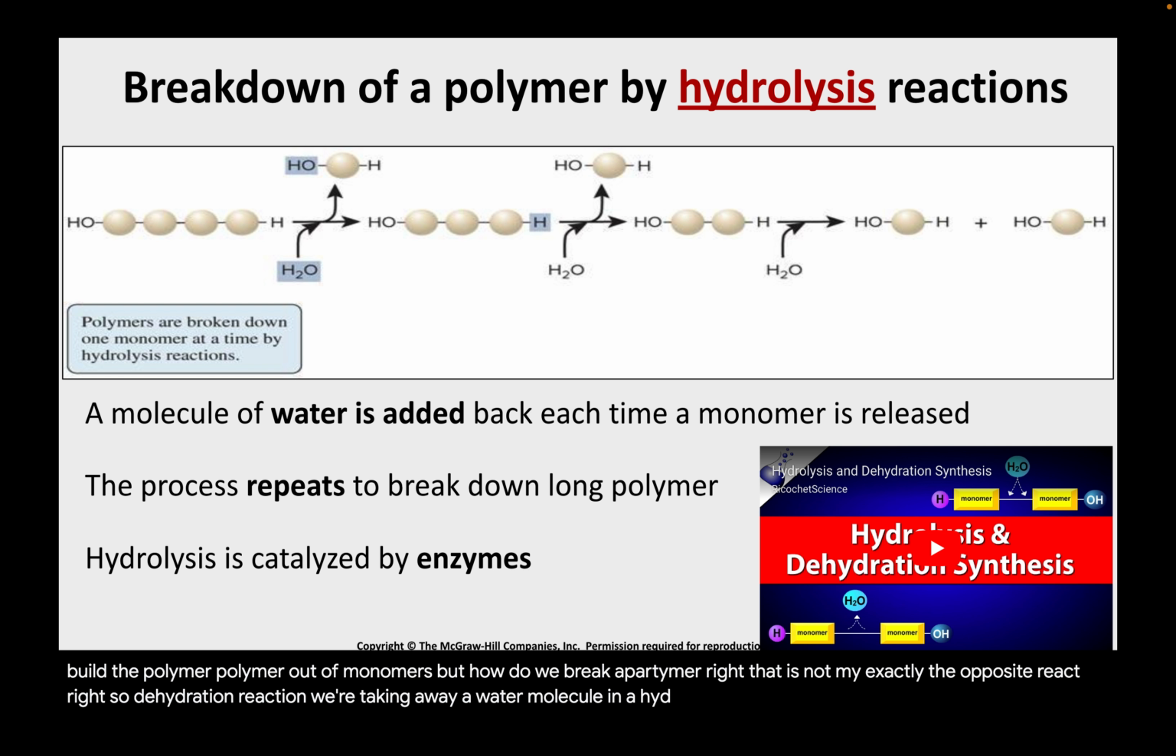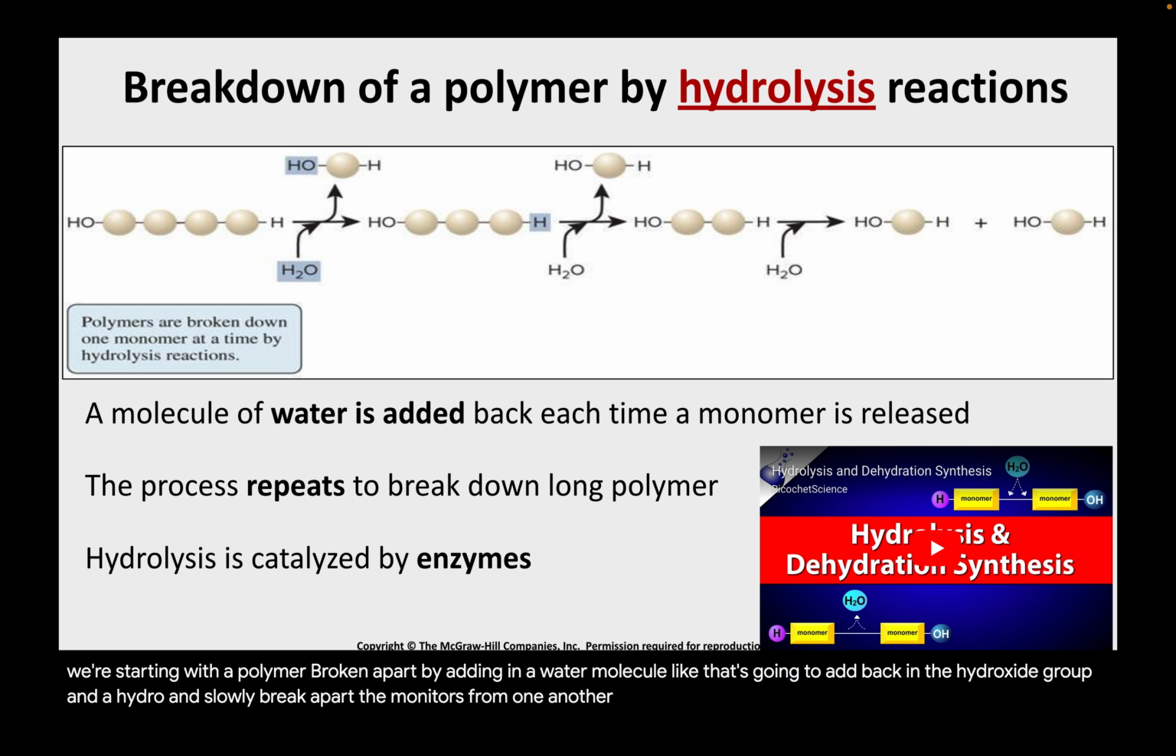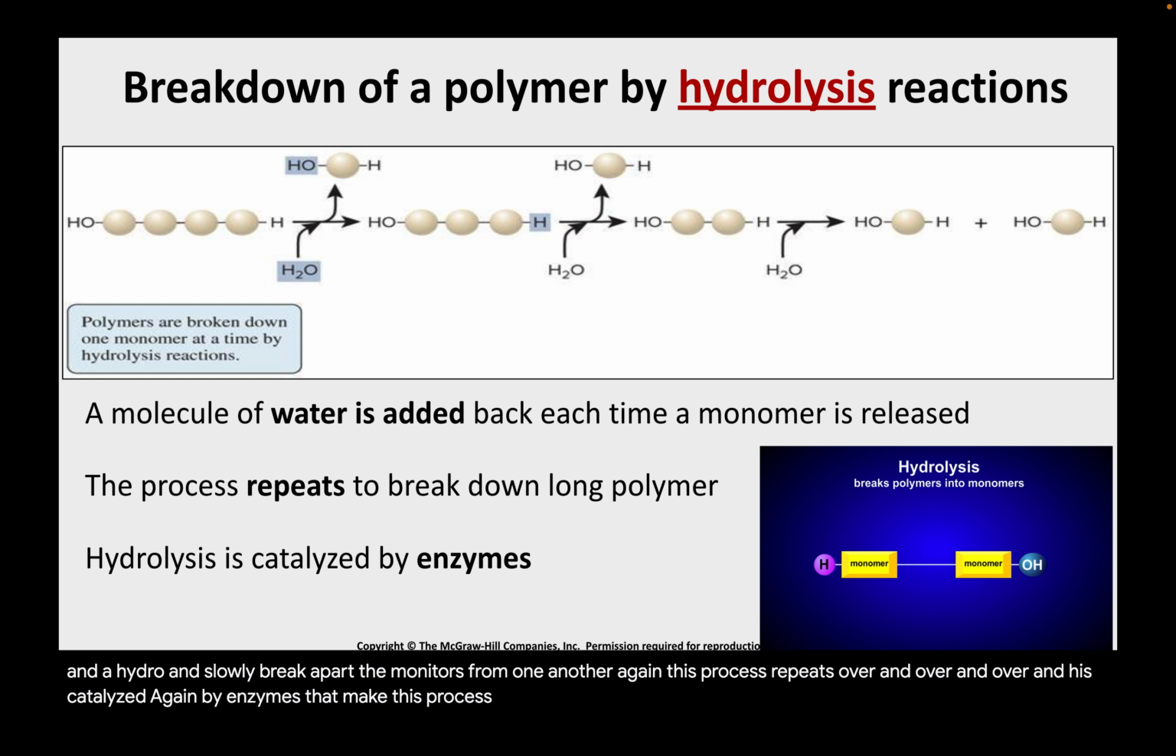In a hydrolysis reaction, you're adding in a water molecule. So now we're starting with a long chain of monomers. We're starting with a polymer. That polymer is going to be broken apart by adding in a water molecule. That's going to add back in a hydroxide group and a hydrogen group and slowly break apart the monomers from one another. Again, this process repeats over and over and is catalyzed by enzymes that make this process go a little bit faster than it would naturally.